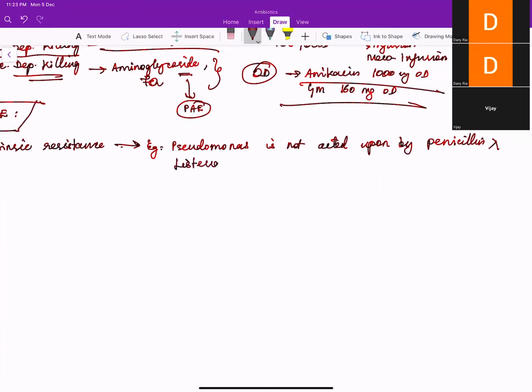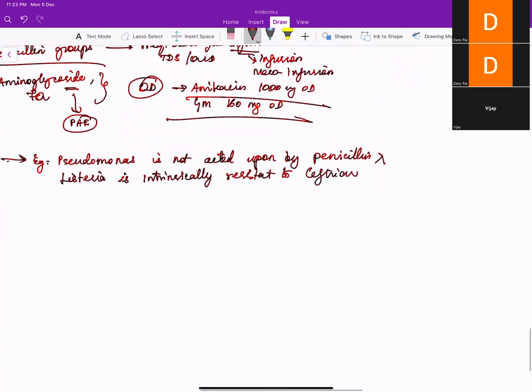Similarly, Listeria is intrinsically resistant to ceftriaxone and amoxicillin. I told Listeria can cause meningitis, but it is not covered by ceftriaxone. So if there's a Listeria meningitis, giving ceftriaxone alone is not going to work. Even if you are culturing the organism and the report is being given as Listeria sensitive to ceftriaxone, it cannot be believed because in vivo, Listeria is intrinsically resistant to ceftriaxone. There's no point in giving ceftriaxone for Listeria.